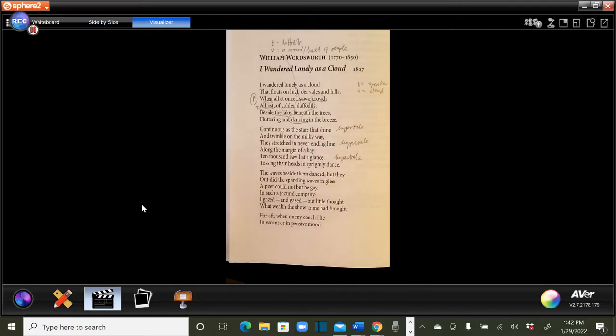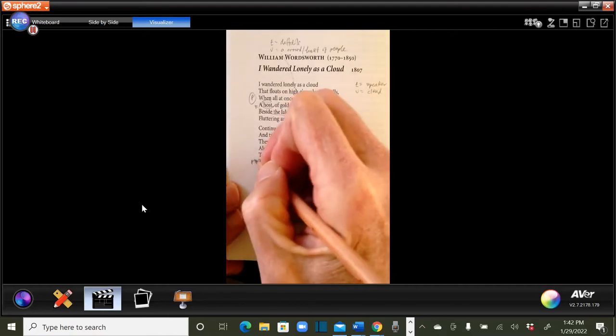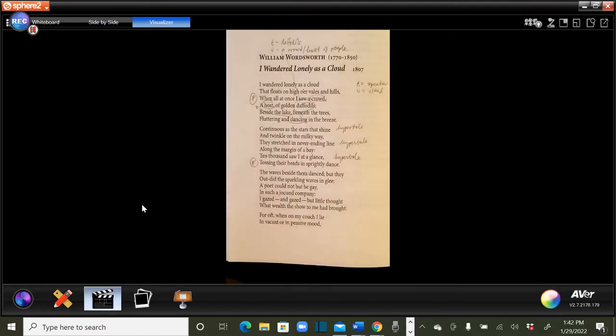And then toss their heads in sprightly dance. I'm going to put another P. They're being personified this whole time, but he's returning us to this sense that the daffodils are alive. They are human-like. Okay, all right now.